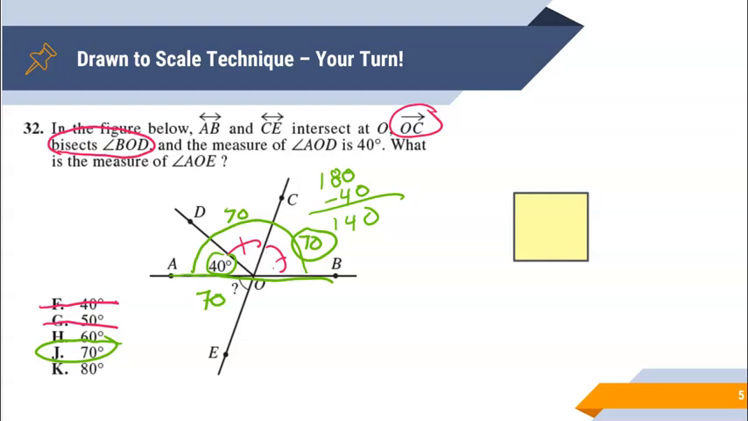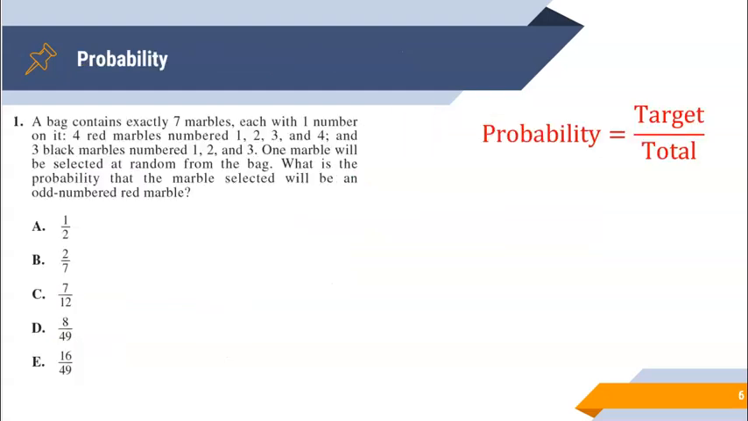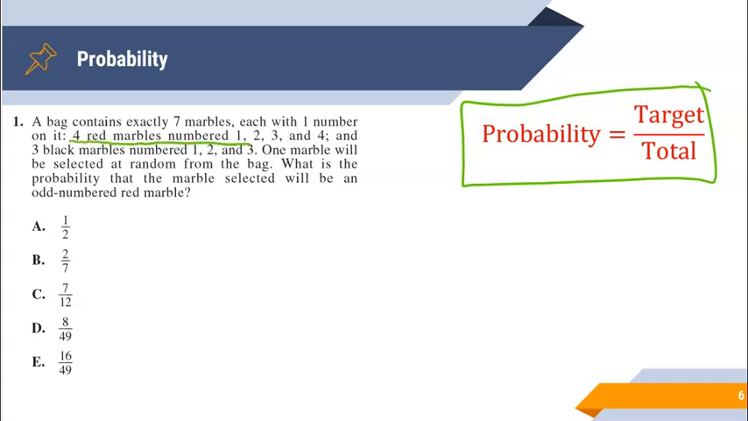Okay, let's go on to another idea, probability. Probability basically boils down to finding your target divided by the total amount. Sometimes what makes it easier to do is to actually write out all the things that we have. For example, we're told we have 4 marbles numbered 1, 2, 3, 4. So I'm just going to go red 1, red 2, red 3, red 4. There's 4 red marbles numbered 1 through 4. And then we have 3 black marbles numbered 1, 2, and 3.